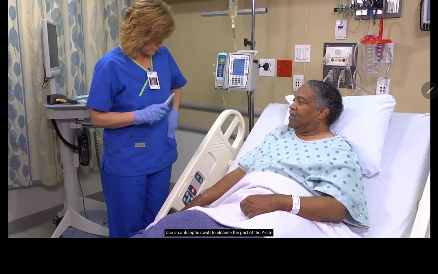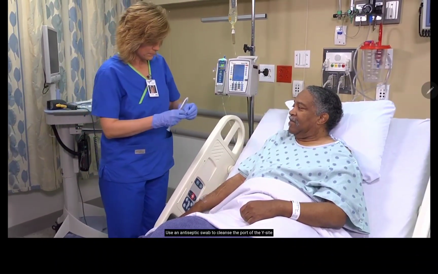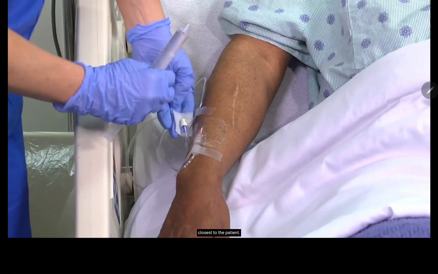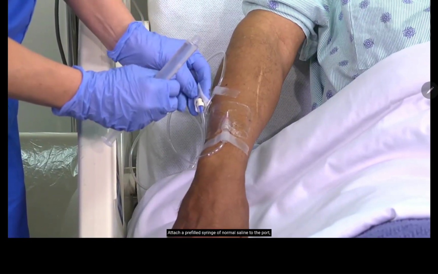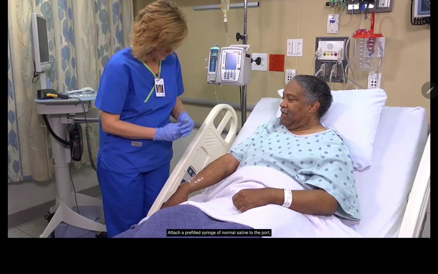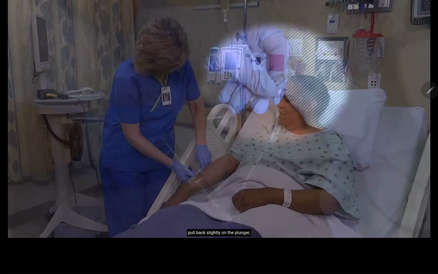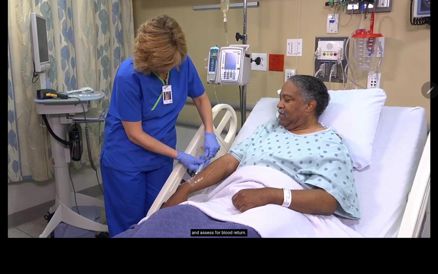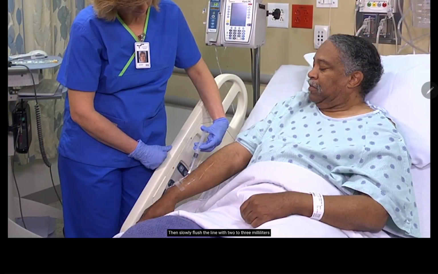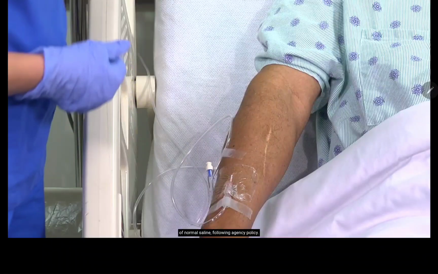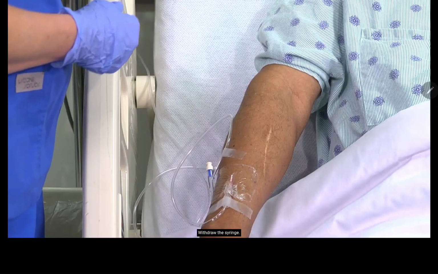Use an antiseptic swab to cleanse the port of the Y site closest to the patient. Just going to clean it off. Attach a pre-filled syringe of normal saline to the port. Kink off the tubing above the Y site. Pull back slightly on the plunger and assess for blood return. Then slowly flush the line with 2 to 3 milliliters of normal saline, following agency policy. Withdraw the syringe.